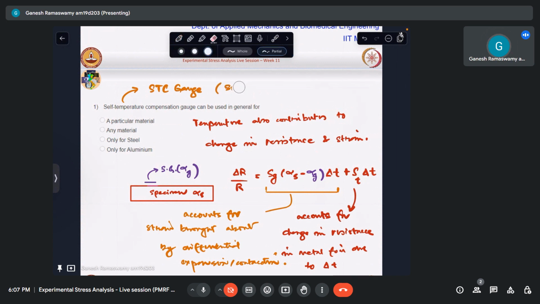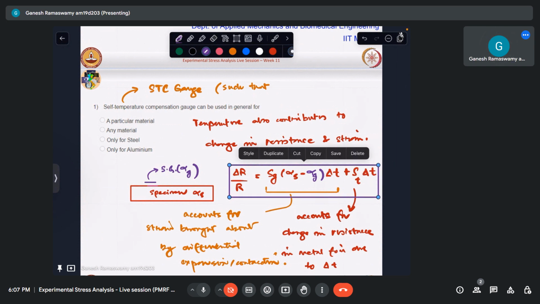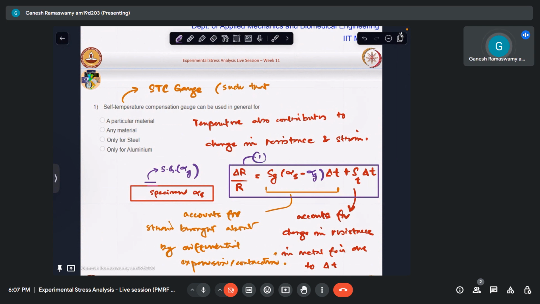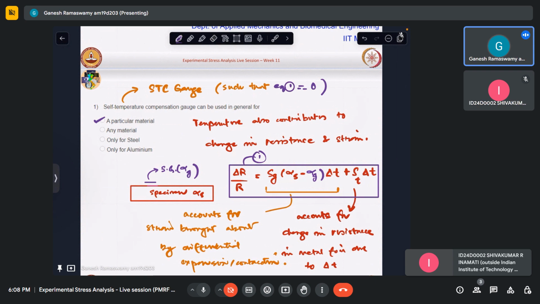such that, let me call this equation 1, equation 1 equals 0. And naturally, this has certain limitations. This can only be made for one particular material. If we go for a different specimen material, then this adjustment has to be tweaked in order for this to be nullified. So this is very specific to a particular material, because this has to be chosen in such a way that these things nullify out.